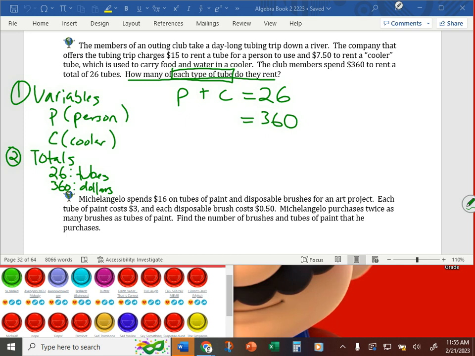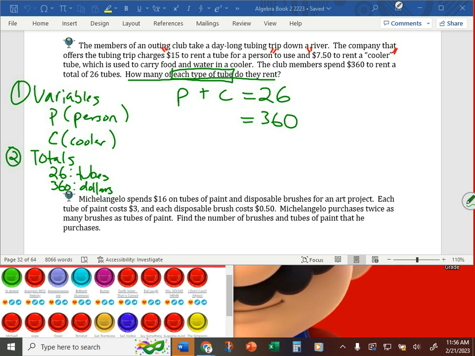Our second equation now has to do with the dollars, the cost. $15 to rent a person tube, $7.50 to rent a cooler tube. How are we going to take that information to write an equation that's going to tell us the total spent? We're still using P and C, right? But now, Burgess? 15P plus 7.50C equals 360.